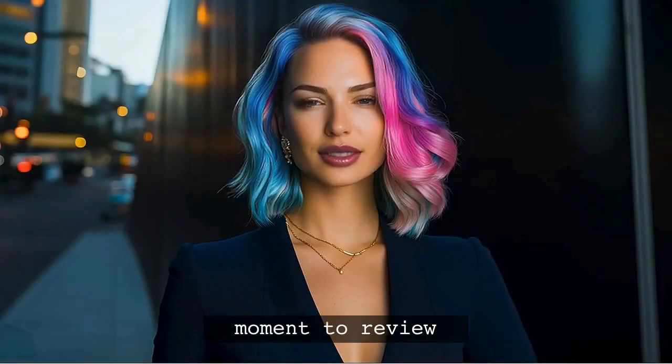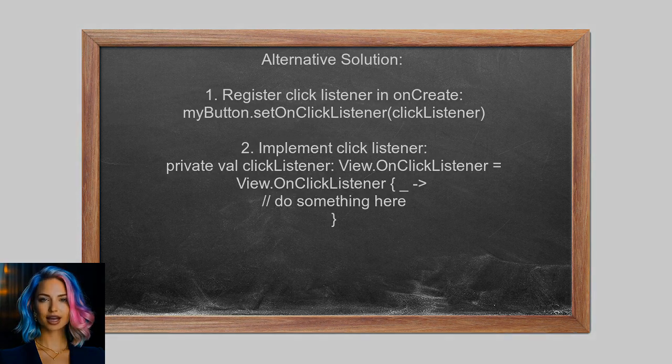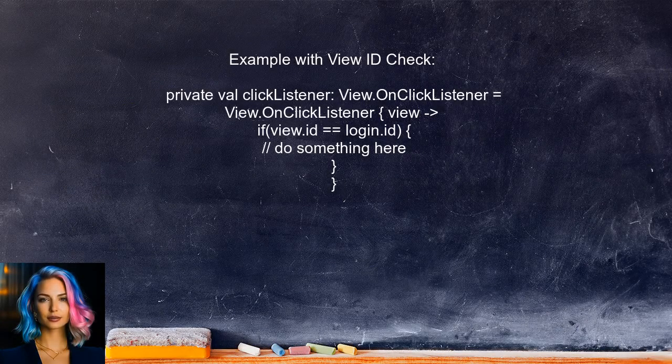Let's take a moment to review another user's answer. An alternative approach to setting an on-click listener in Kotlin involves using a Lambda expression. First, register the click listener in the onCreate method. Then, implement the click listener separately. You can also name the view in the Lambda if you need to check its ID. For example, you can check if the clicked view is the login button.